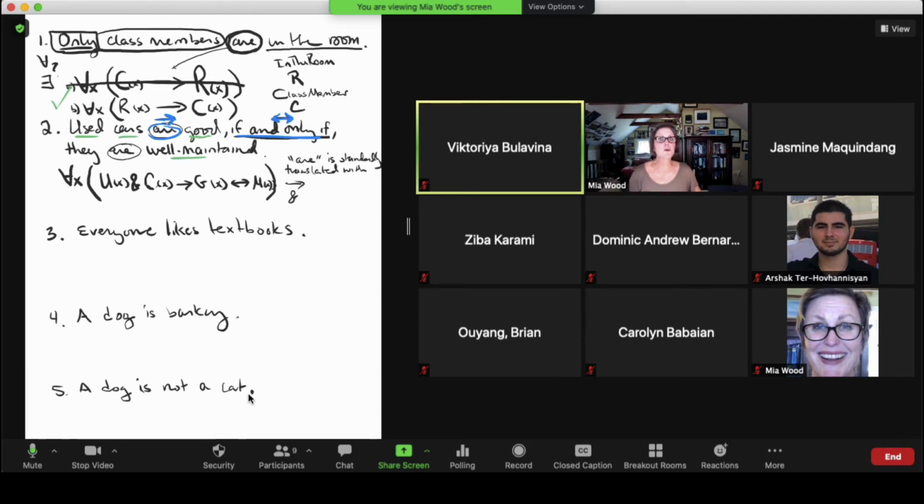So let's go back to our standard universal, right? If we're talking about the sentence "used cars are good," we've got everything that is used and a car is good. But then don't we need another pair of parentheses to specify that the biconditional is the main connective? I'm just going to put another one here because it'll make it easier. Okay, what do we think?